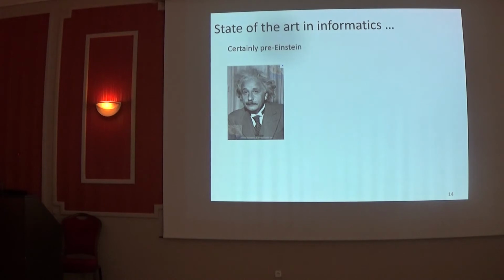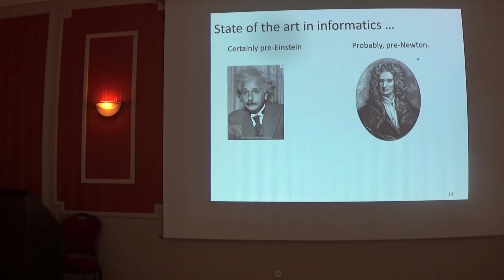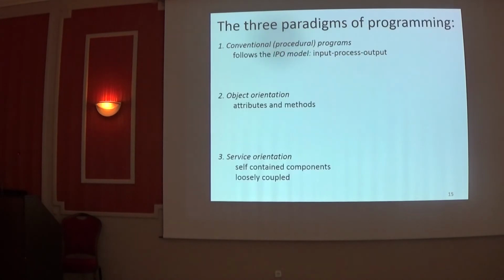Yeah, so the state of the art in informatics, I think we are by far not on an abstract level enough that we could be compared with Einstein, and I fear we are even not on the level comparable to Newton. At least we should think that there will be something fundamentally better than what we are doing so far. Okay, so let's go into more details. I think there are three fundamental paradigms of programming. The first one is conventional programs, procedural programs, following the input, process, output model. And I have learned that our children still learn in informatics lessons this very simple and I think even wrong kind of model, as if computers behave in this old-fashioned way.